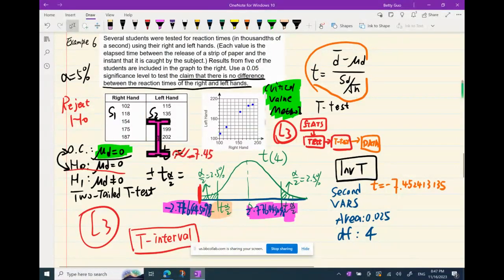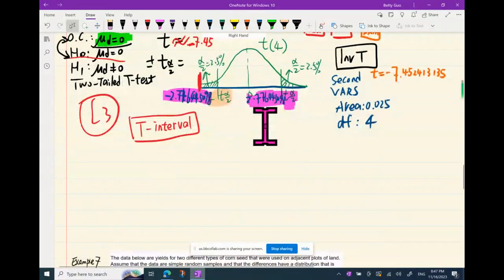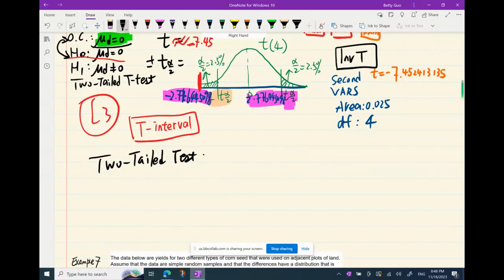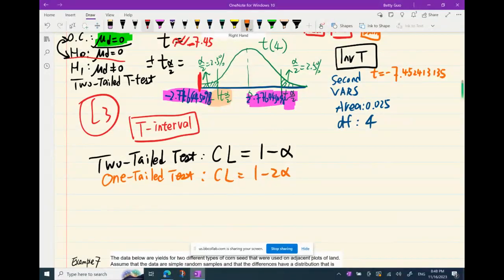What type of test is this? Two-tailed test. Since it's a two-tailed test, the confidence level equals 1 minus alpha. If it's a one-tailed test, the confidence level equals 1 minus 2 alpha. But we have a two-tailed test in this case.